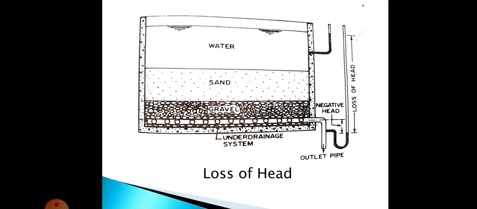And under normal conditions, the filter run is between 2 to 4 days. So within 2 to 4 days, the backwashing has to be done. Whenever the filter run is terminated, as the head increases beyond the limits that I have mentioned earlier, we have to go for backwashing again. So this is called the loss of head and negative head in a filter medium.